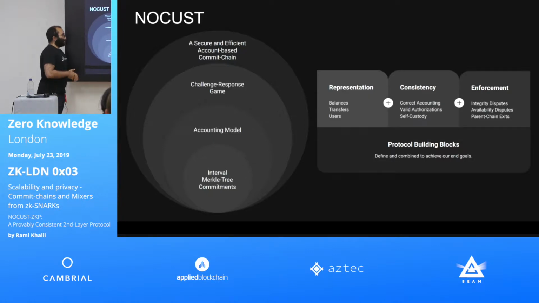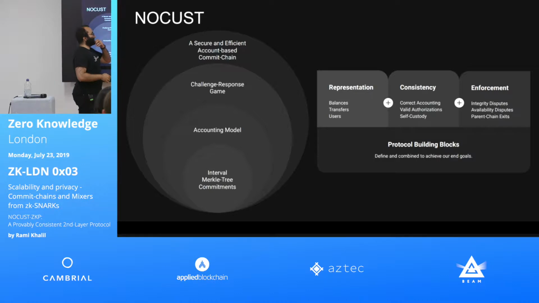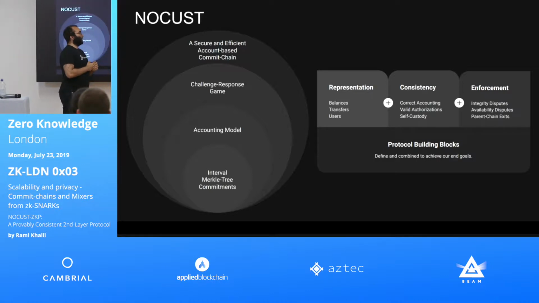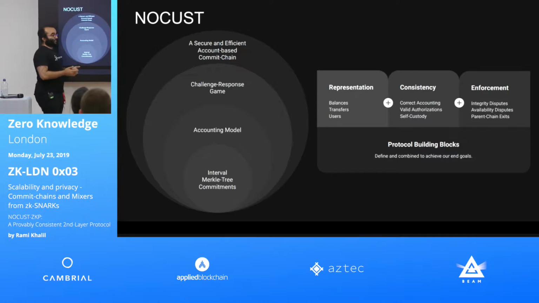Breaking this up into smaller pieces, we first create this part where we just give meaning to the data. We give data representations. We define what balances are like, what transfers are like, what users are actually like. In this model, balances are actually intervals exclusively allotted in a tree.